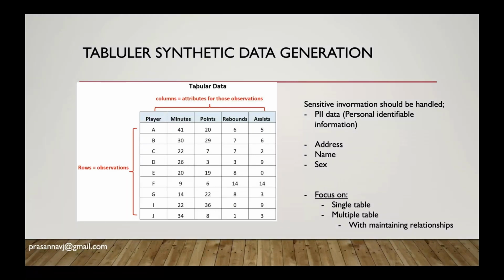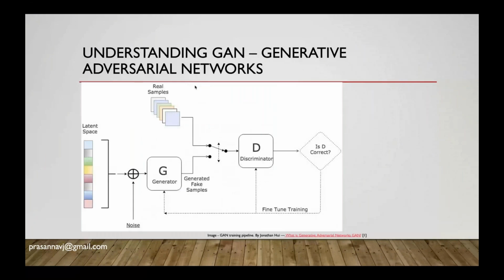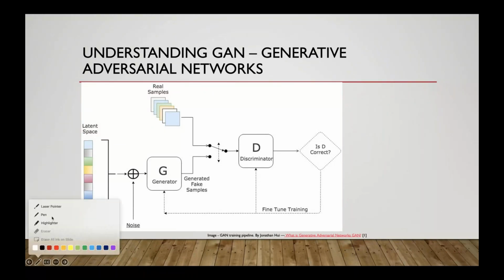So these are some of the constraints, some of the problems. Let us see in the demo how we are actually solving these problems. Okay. So as I said, let us look at GANs, generative adversarial networks, how it works, and let us understand the details before we get into the demo part of this one.